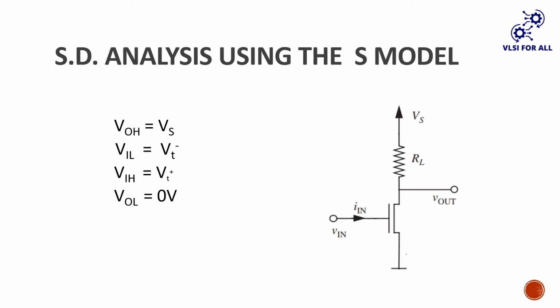See, VOH. What is VOH? What is the minimum value that you can get at the output side being represented as logic 1? Obviously, VS. Then from the circuit, remember guys, VOH will be VS only.